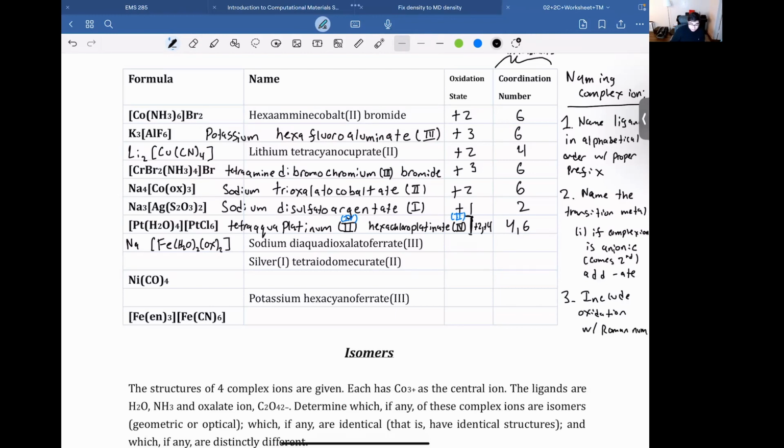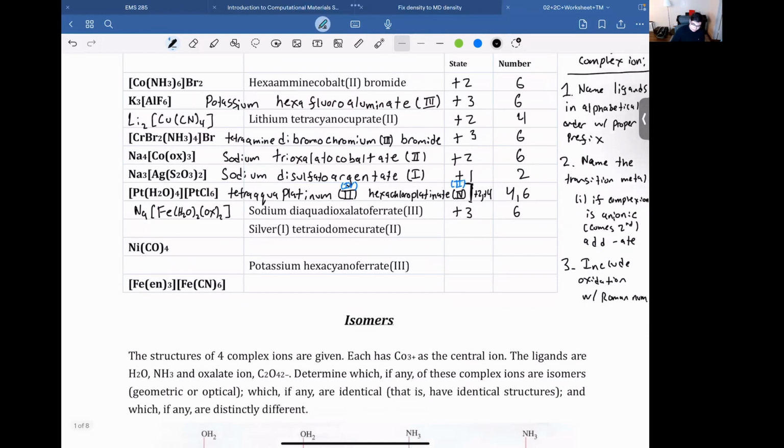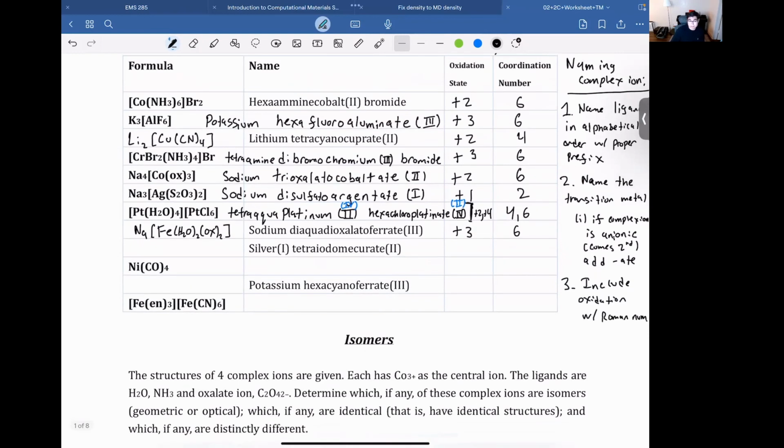Water is 0. The iron is a +3, they just straight up tell us. The oxalate groups are a -2 each. So overall, that complex ion is a -1, so we just need one sodium. The coordination number here is 6, right? Each oxalate attaches in two places, and then the water is a monodentate, attaches at one.